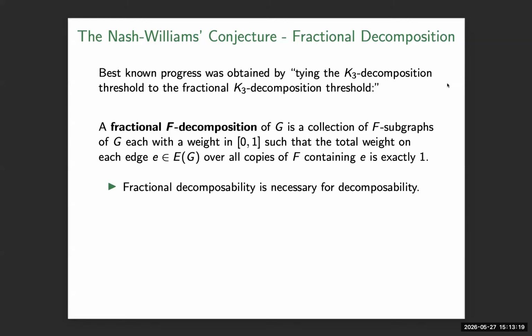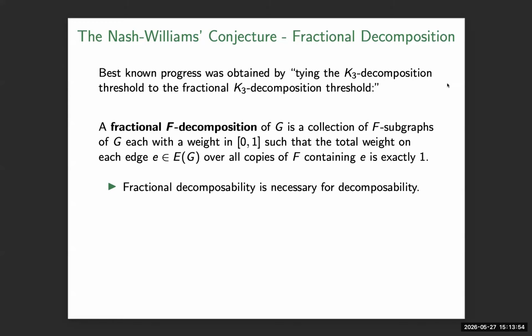We need to take a little bit of a detour here, though, because the best known progress was obtained by what we'll call tying the K3 decomposition threshold to the fractional K3 decomposition threshold. So that begs for a little bit of a vocabulary word here. A fractional F decomposition of G is a collection of F subgraphs of G, each with a weight between 0 and 1, such that the total weight on each edge of G over all the copies of F containing that edge is exactly 1.